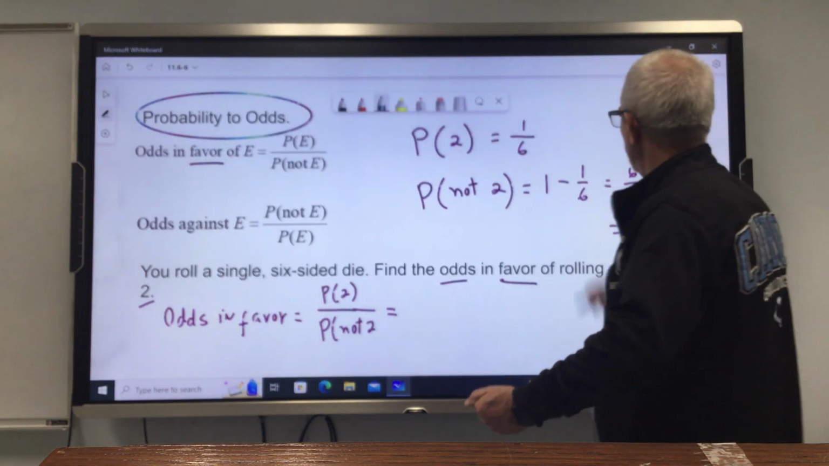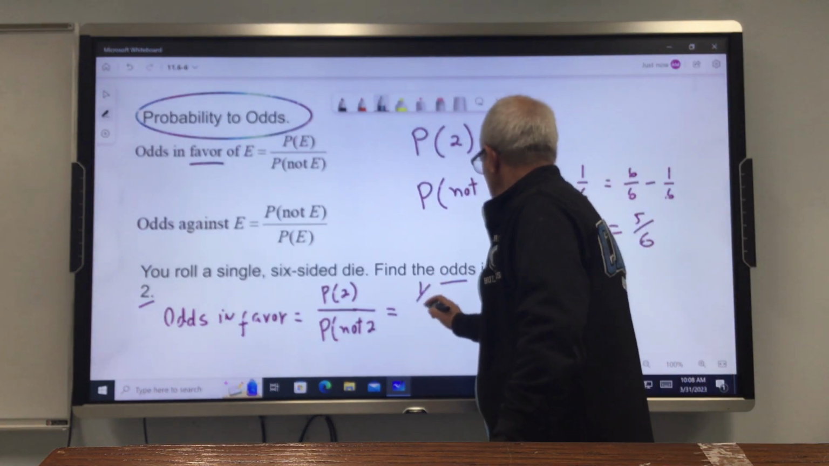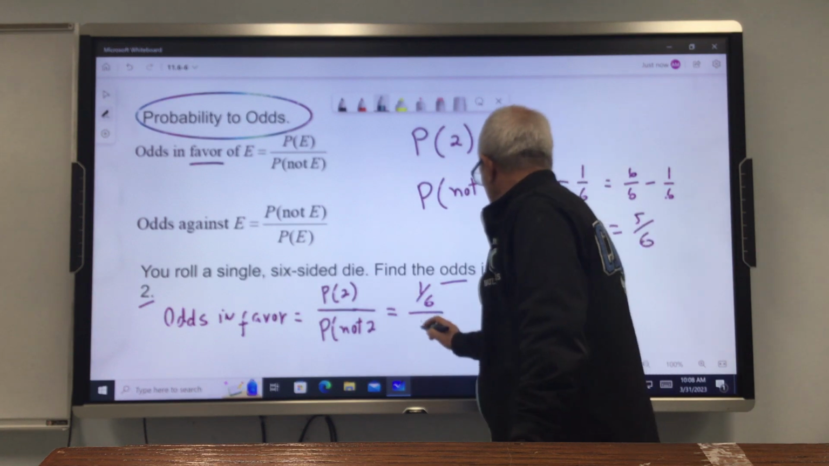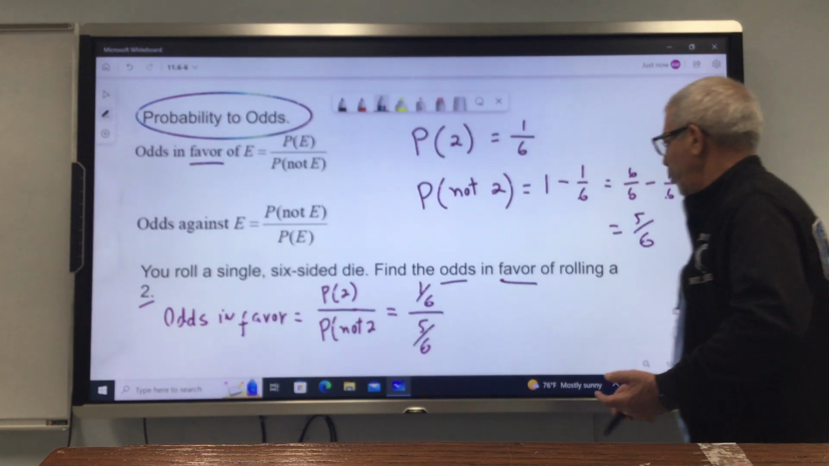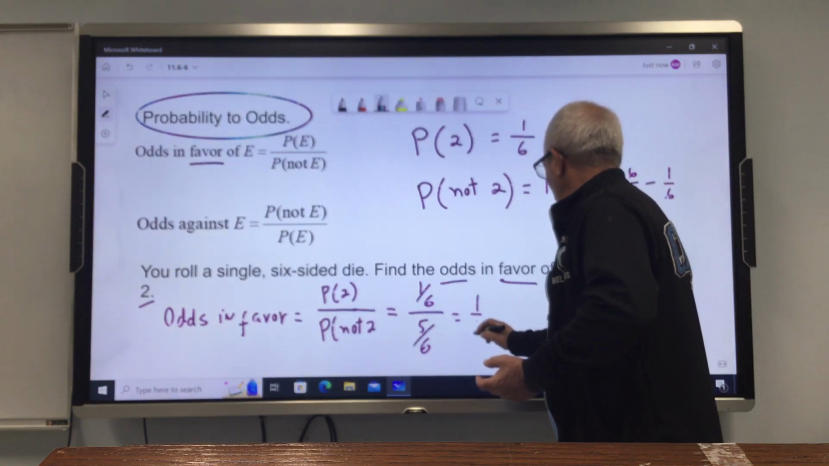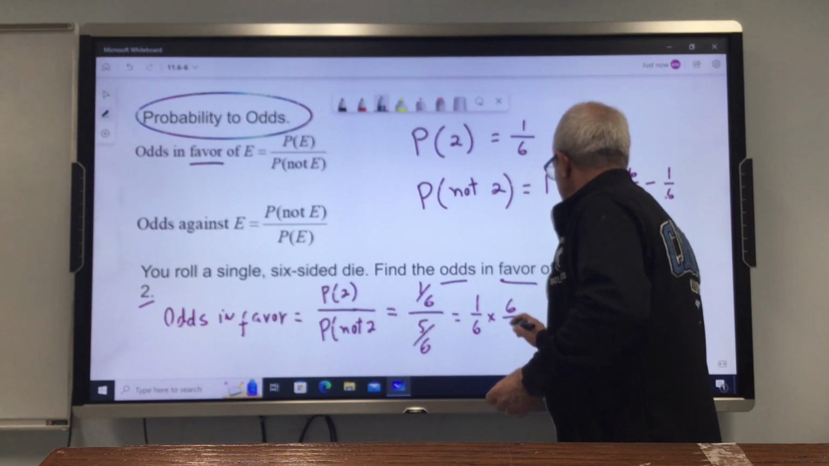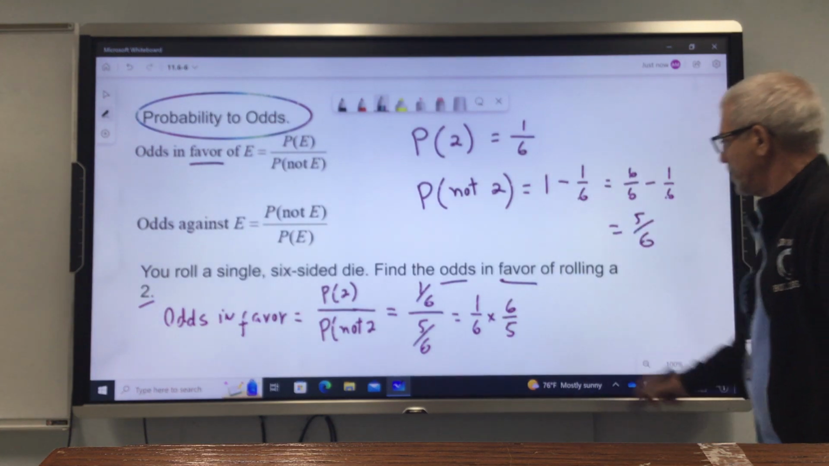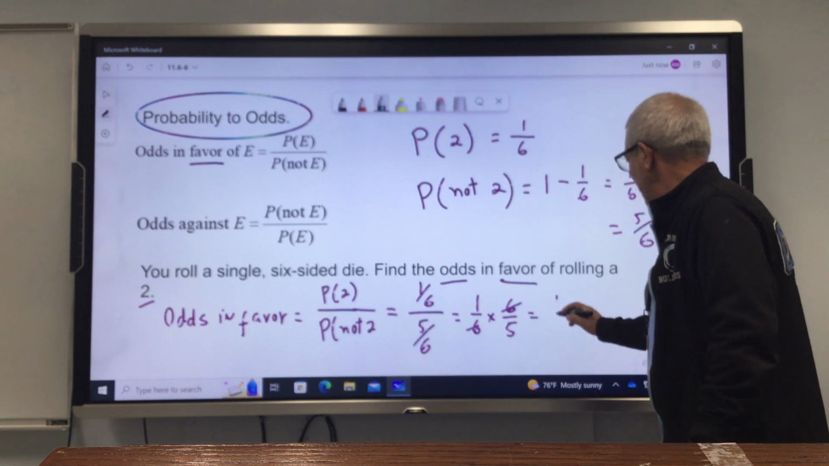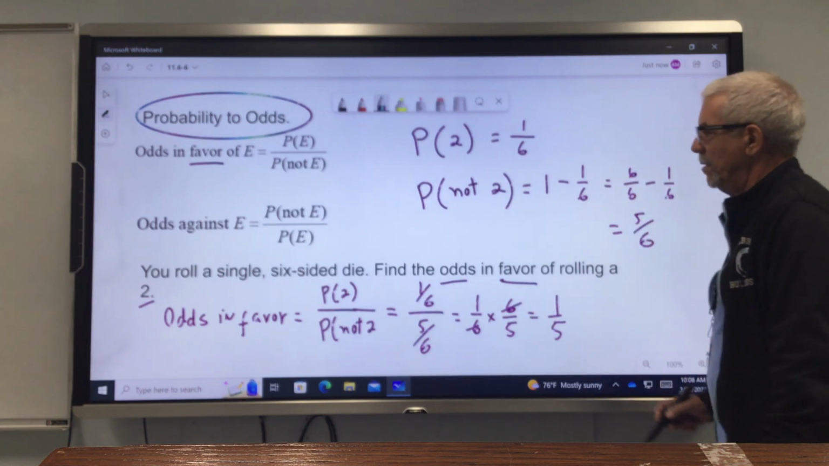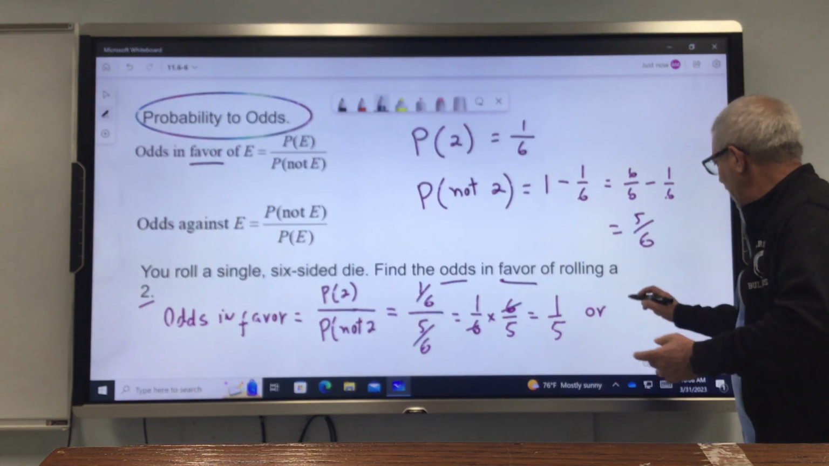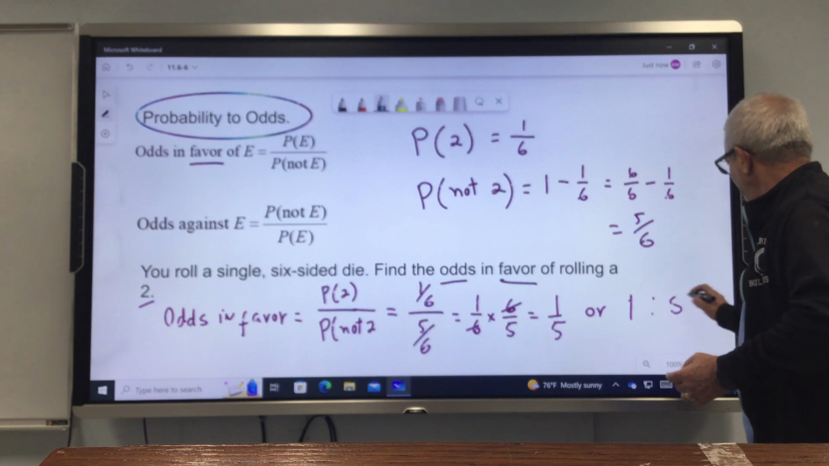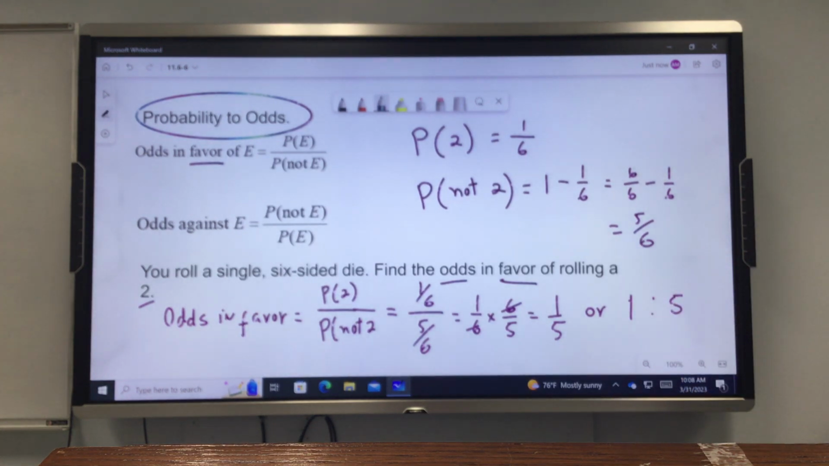Then P(2) is 1/6, divided by 5/6. And you know, we have a complex fraction here. You multiply by the reciprocal of the denominator. That would be 1/6 multiplied by 6/5. Cancel 6 and 6. Then the answer is 1/5. You can write it like this, or in some textbooks they write 1 to 5. That is in favor.